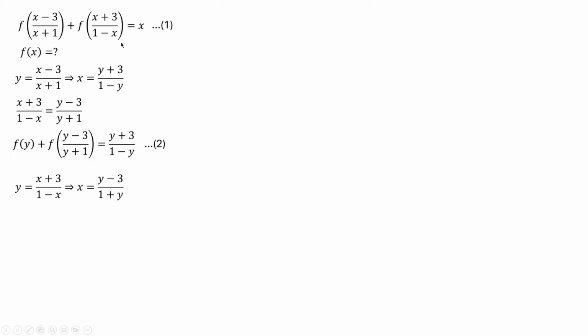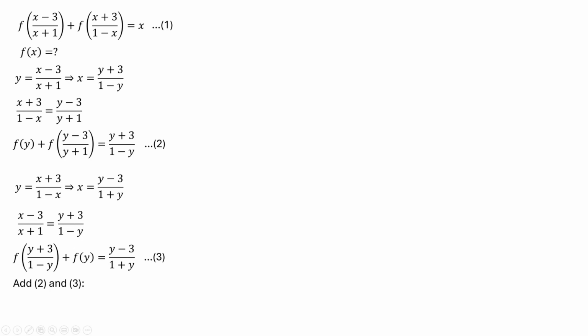Similarly, we let y be the second argument of equation 1. Then the same thing, we have x equal (y−3)/(1+y). And then we plug x equals (y−3)/(1+y) back into the first argument. Then we have the first argument equal (y+3)/(1−y). Therefore, from equation 1, we have f of the first argument, which is this fraction, and then the second argument, which is y. Therefore, we have equation 3.